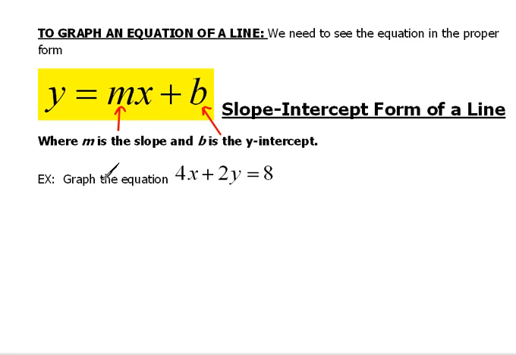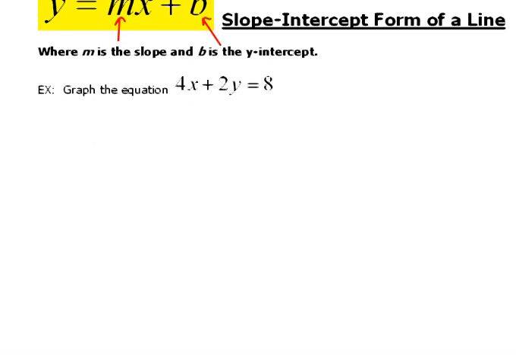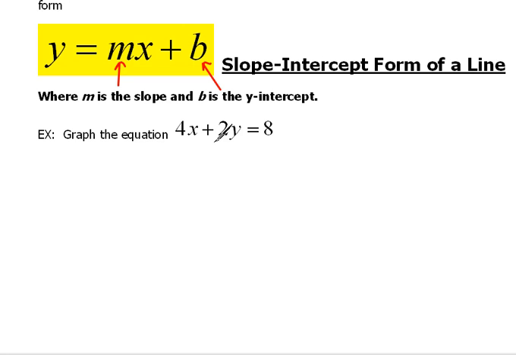Alright, so we have this problem here that says graph this equation, 4x + 2y = 8. In order for us to graph this, it has to be in this correct form, meaning y has to be alone. So what we're going to do is move the 4x over to the other side by subtracting 4x from both sides.